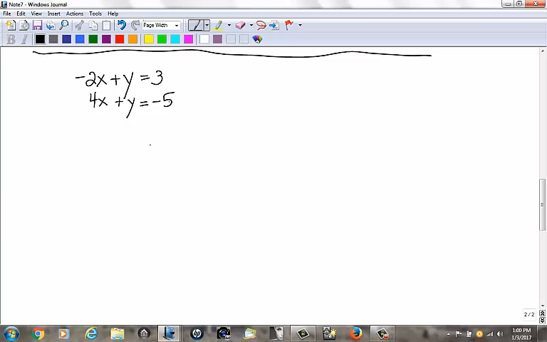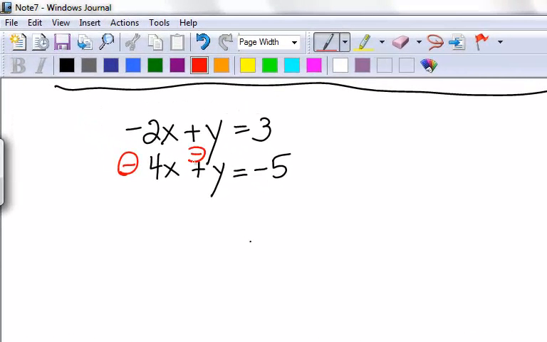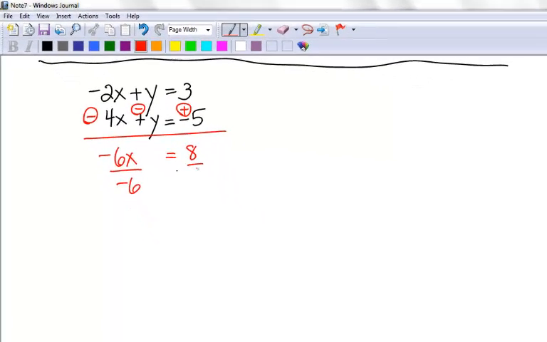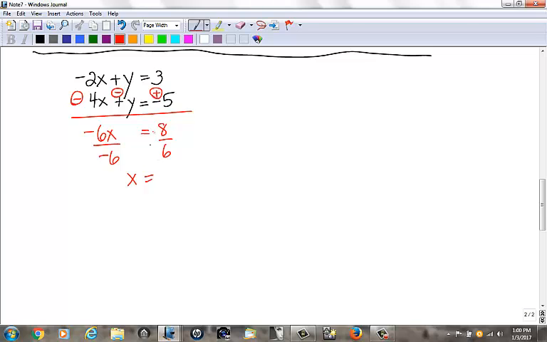You can do it either way. If I eliminate the y's, I would multiply by negative 1 all the way across. That'll change all the signs. Then that'd give me a negative 6x. The y's drop out, equals 8. Divide by negative 6, sorry. And x equals negative 4/3. And then you sub that back in and get the y.